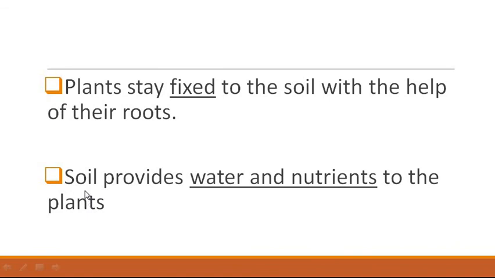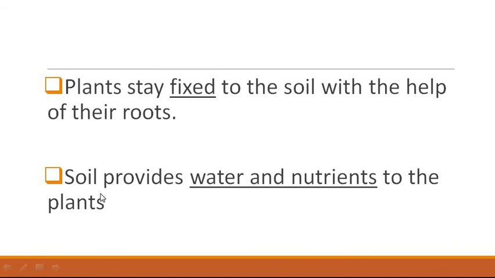Okay, the next one is soil provides dash to the plants. Now repeat the answer after me. Water and nutrients. Repeat the answer second time. Water and nutrients. Okay, so the soil provides water and nutrients to the plants, because without water and nutrients the plants will not be able to grow, correct? The growth of the plants is dependent on the water and nutrients it gets from the soil.